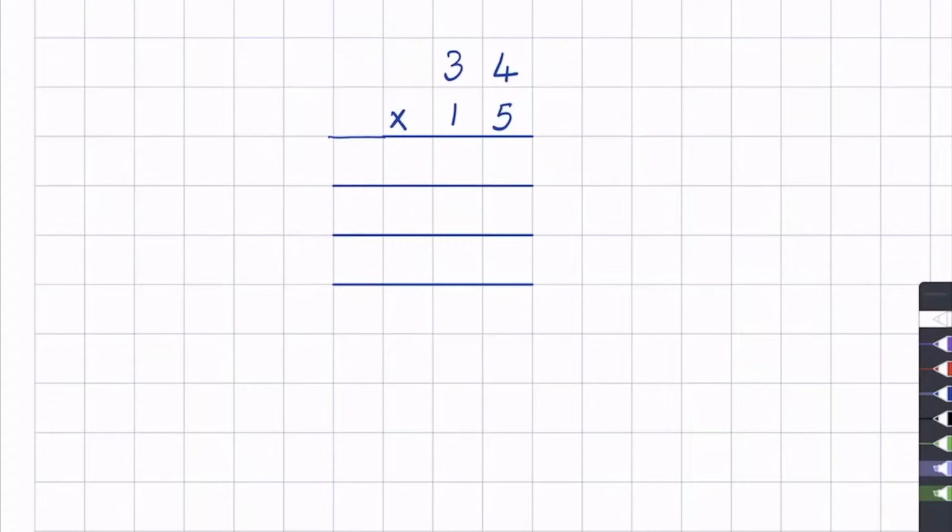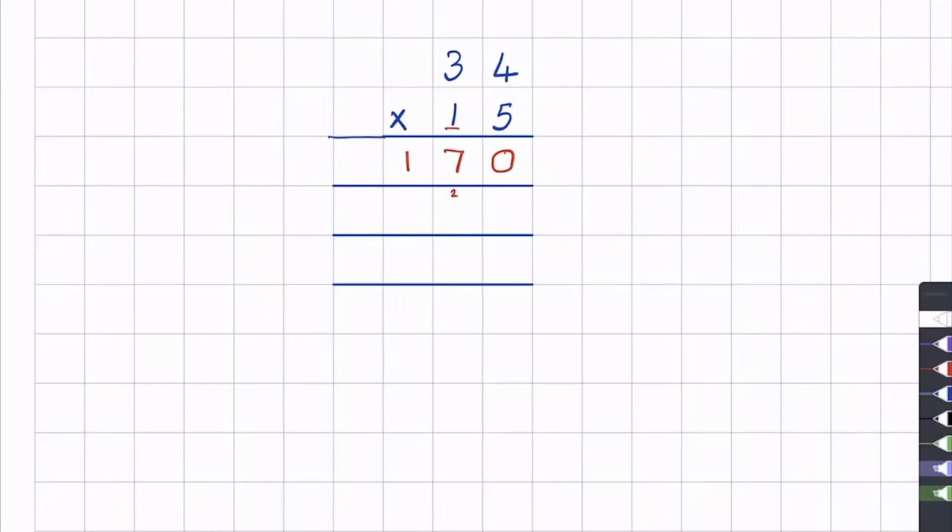The first thing we do is we multiply 5 times 4, which is 20. Place a 0 there and carry the 2. Then we do 5 times 3, which is 15, add the 2, which is 17. And then we move to the second digit there in the tens column.